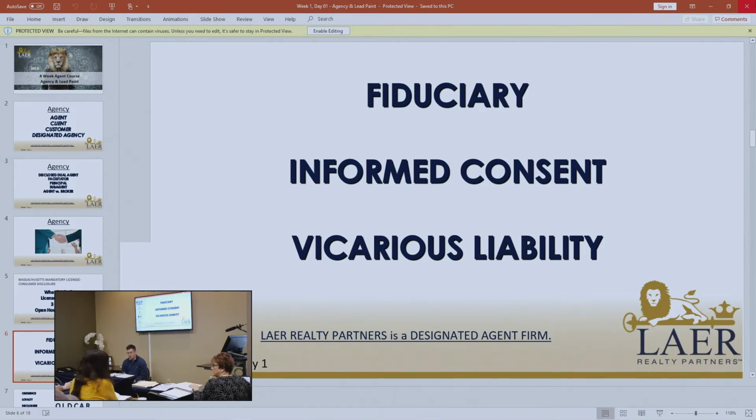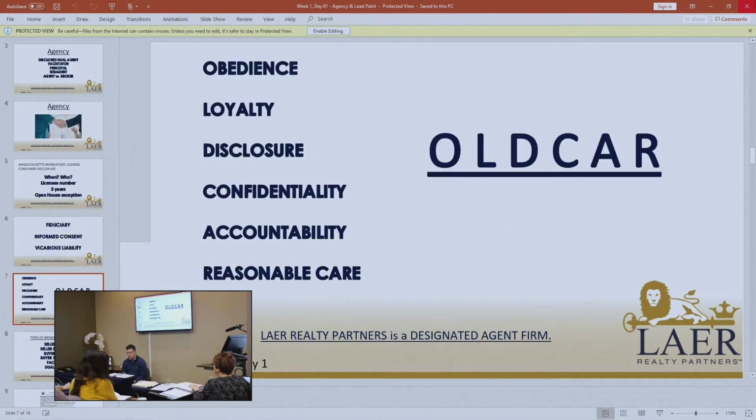Anything you want to add on that? No, but if anybody has any questions as we're going along, feel free to. Now we're going to talk about the duties required of licensees. Do you want to go over this one? Sure. I don't know this acronym. So this is OLD CAR.